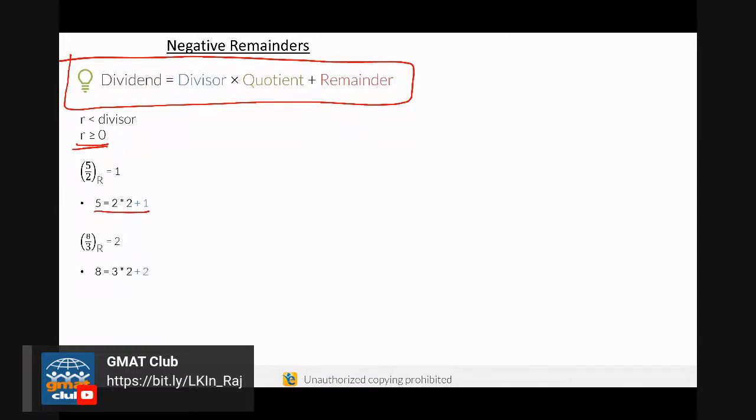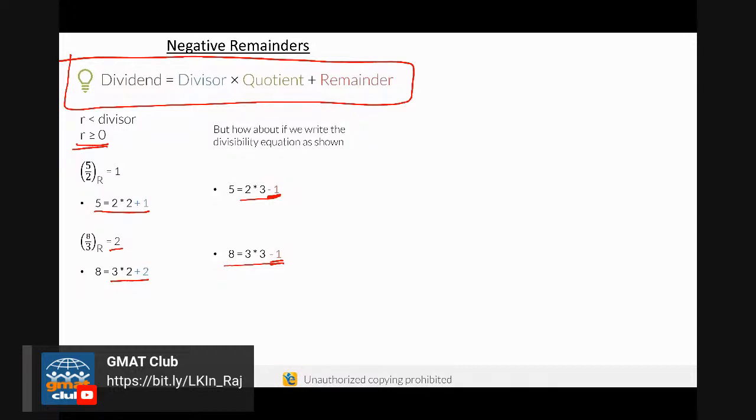Or 8 by 3: the remainder is 2, because 8 can be expressed as 3 times 2 plus 2. I want you to get into that habit of expressing a number when you're dealing with a remainders question. Now this works, but sometimes we want to write it slightly differently because it's better. We may write 5 as 6 minus 1, or 2 times 3 minus 1, and 8 as 9 minus 1, or 3 times 3 minus 1. When we do that, we get remainders of minus 1 in each of these cases, and these are what we call negative remainders.